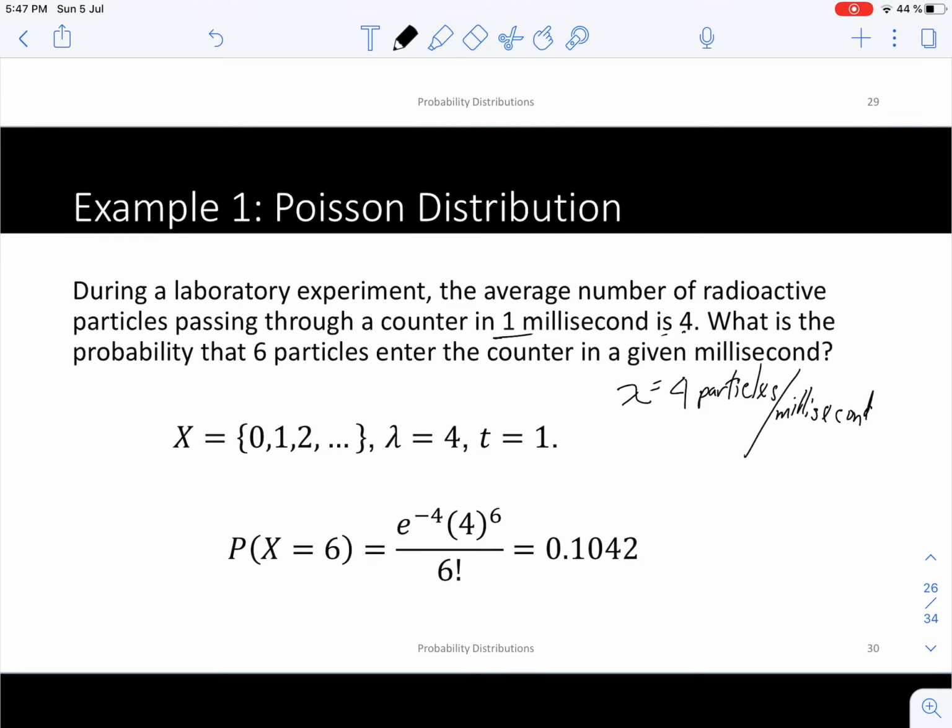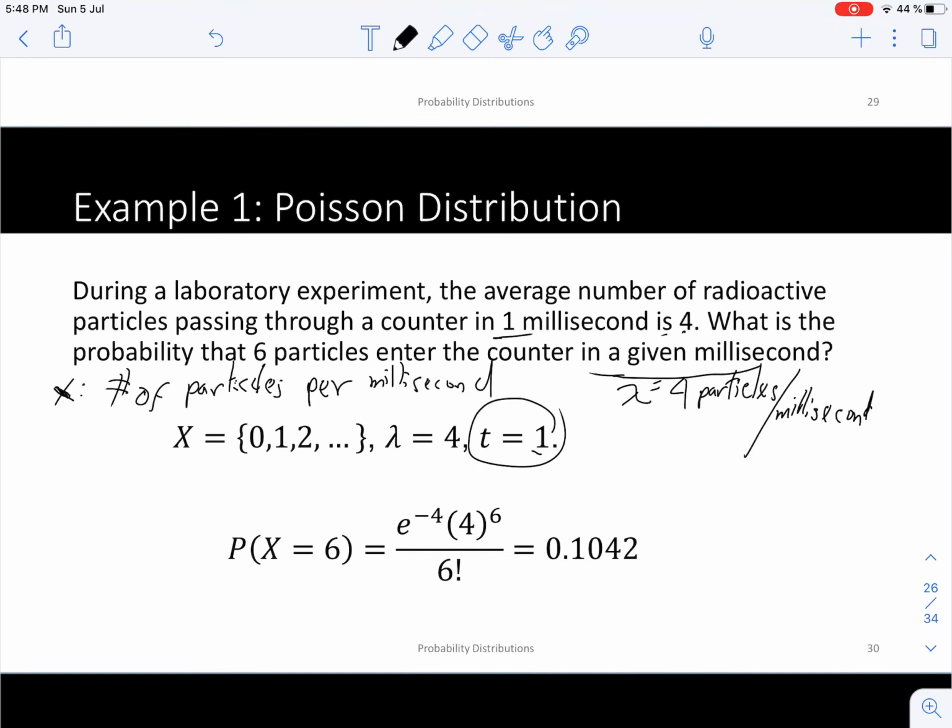Then the question is, what's the probability that 6 particles enter the counter in a given millisecond? So x, the random variable, is the number of particles, it's a discrete variable. In this case, in 1 millisecond, so per millisecond. Since the question is being asked about 6 particles in a given millisecond, the interval of the analysis is t equal to 1.